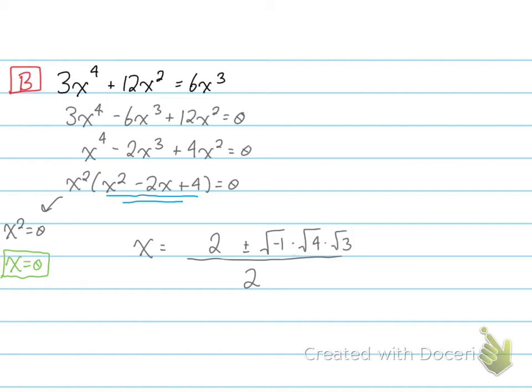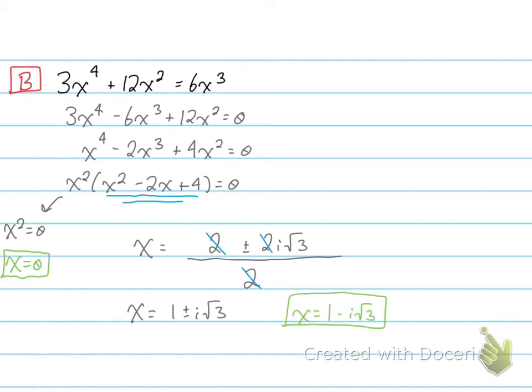In this case, I could split this off into 4 and 3. So that negative 1 will simplify to i, that 4 will simplify to 2, and then I can divide the 2 on everything. So my final answer here is 1 plus or minus i square root of 3. So my overall solutions here are x equals 0, x equals 1 minus i square root of 3, and x equals 1 plus i square root of 3.